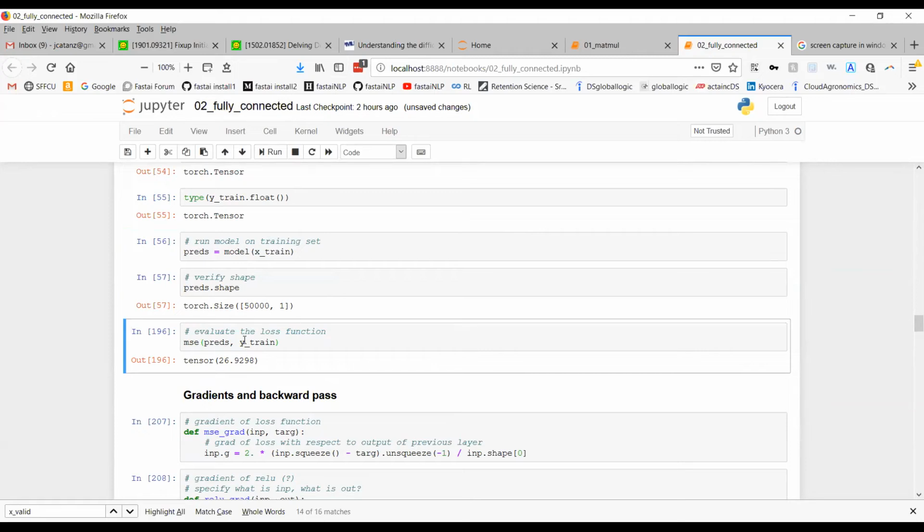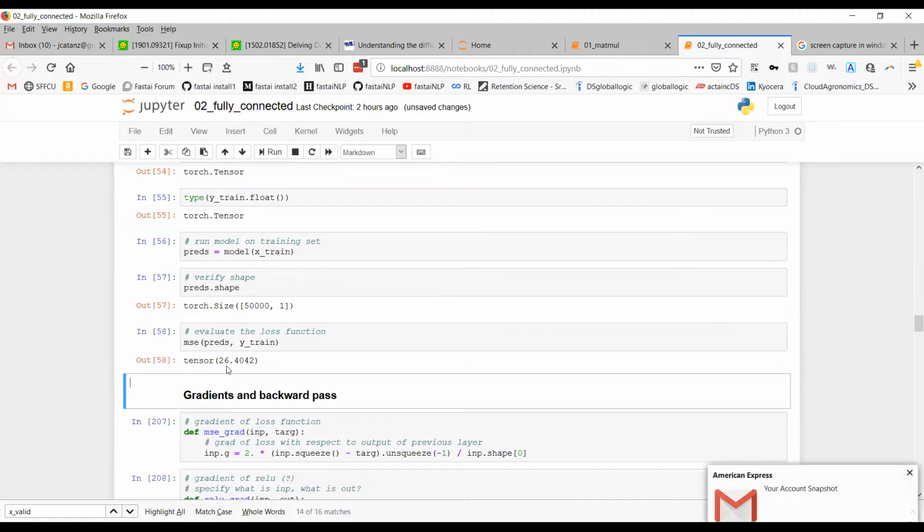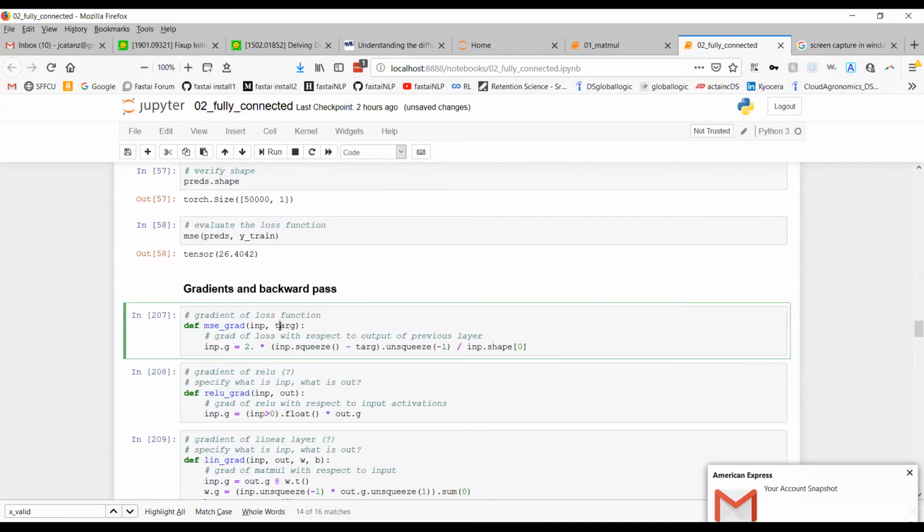All right. So now we can actually evaluate the loss function because we've constructed it. We've got the predictions and we've got the true values. So let's run the mean squared error, and it's 26. It's pretty high, but that's just one forward pass using randomly initialized weights. So the neural network is going to do a lot better than that eventually.